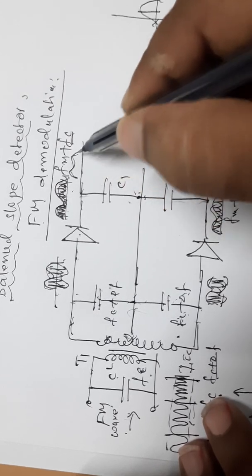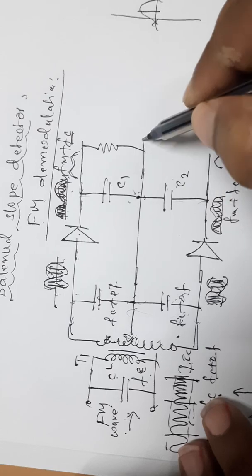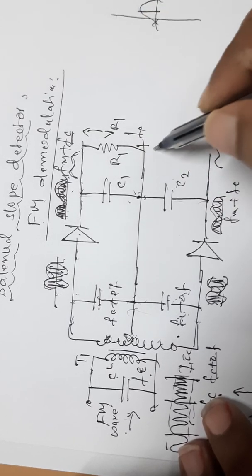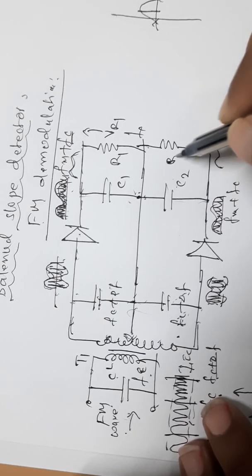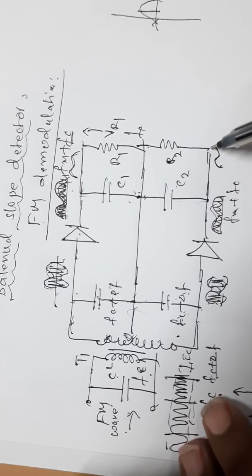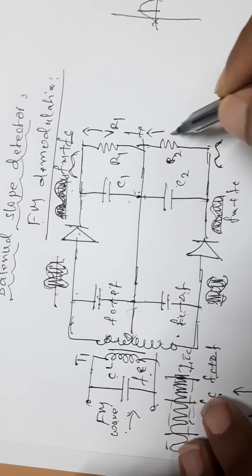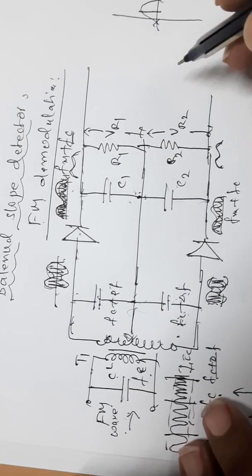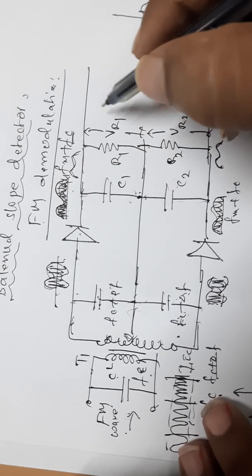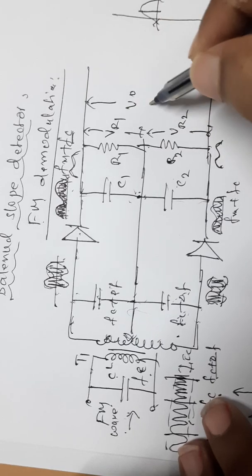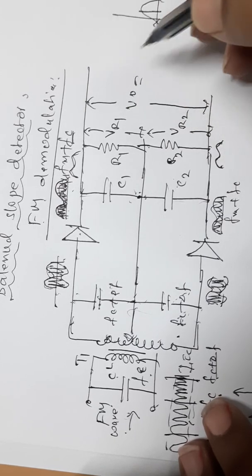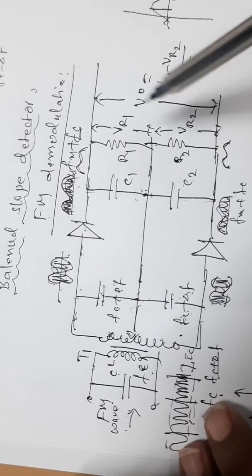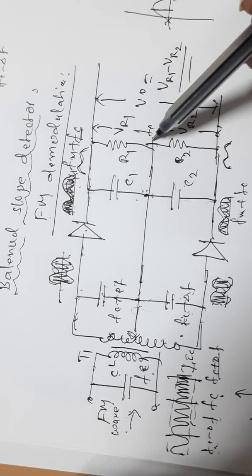When this message voltage signal is passed through a resistor R1, you get a voltage VR1. Similarly, another resistance R2: this message signal flowing through R2 produces voltage VR2. Between these two you get the output voltage VO. This output voltage VO is VR1 minus VR2, because VR1 is the upper side and VR2 is the lower side.